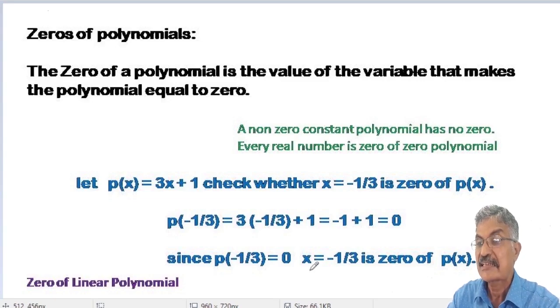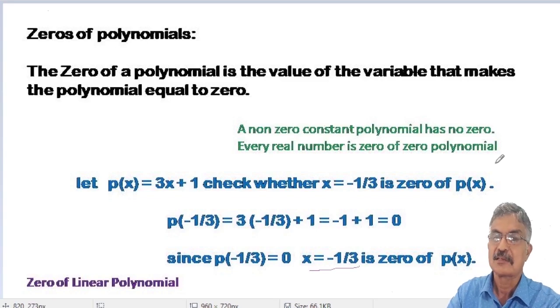As in the previous case, a non-zero constant polynomial has no zero. That is, p(x) = 5. It is a non-zero constant polynomial. It has no zero. And for a zero polynomial, every real number is a zero. So never forget these two concepts. Every real number is a zero of a zero polynomial, and a non-zero constant polynomial has no zero.